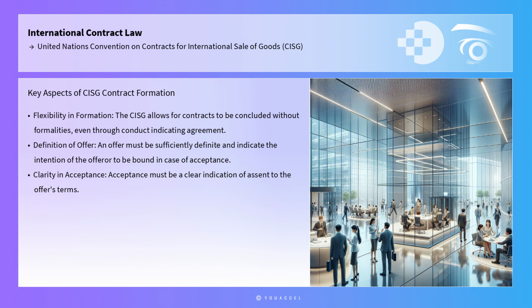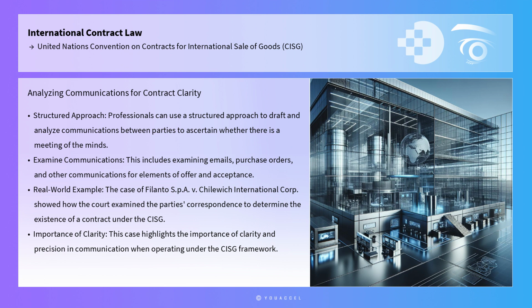For instance, an offer must be sufficiently definite and indicate the intention of the offeror to be bound in case of acceptance. Acceptance, on the other hand, must be a clear indication of assent to the offer's terms. In practice, professionals can use a structured approach to draft and analyze communications between parties to ascertain whether there is a meeting of the minds. This includes examining emails, purchase orders, and other communications for elements of offer and acceptance.